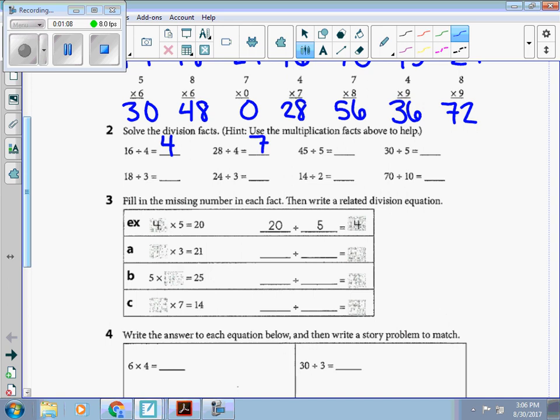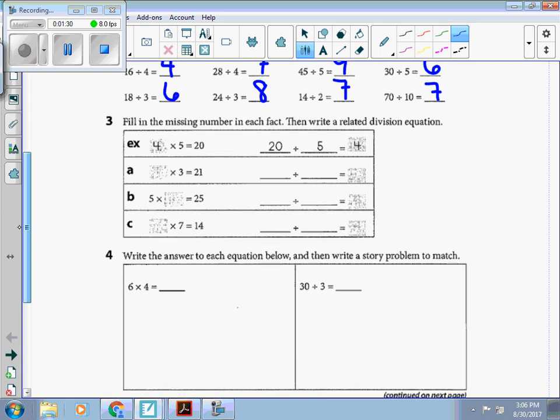45 divided by 5 is 9. 30 divided by 5 is 6. 18 divided by 3 is 6. 24 divided by 3 is 8. 14 divided by 2 is 7. And 70 divided by 10 is 7.